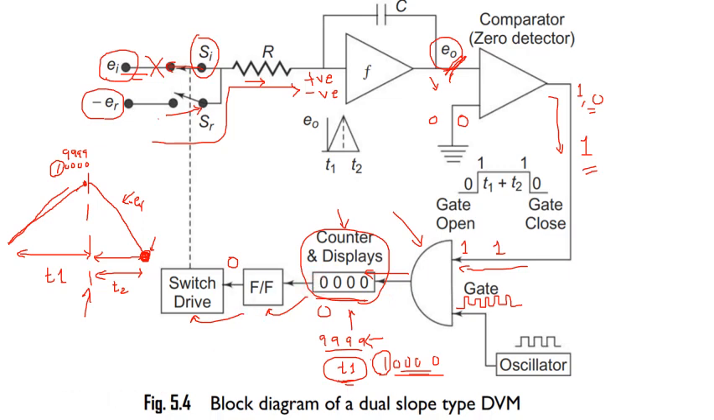So what you can take from this is that during the time t2, how many pulses the counter has counted, that is proportional to the value of EI. Mathematically how it is done, we will see.